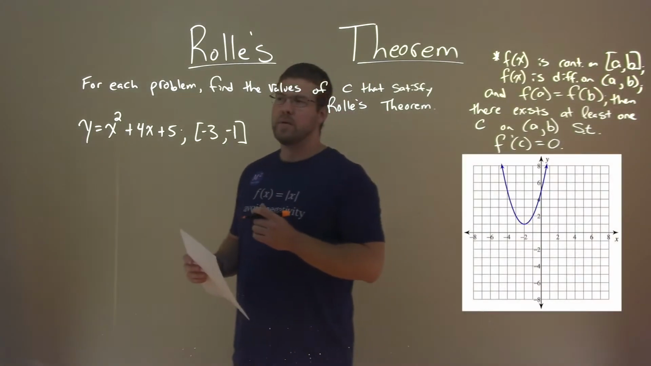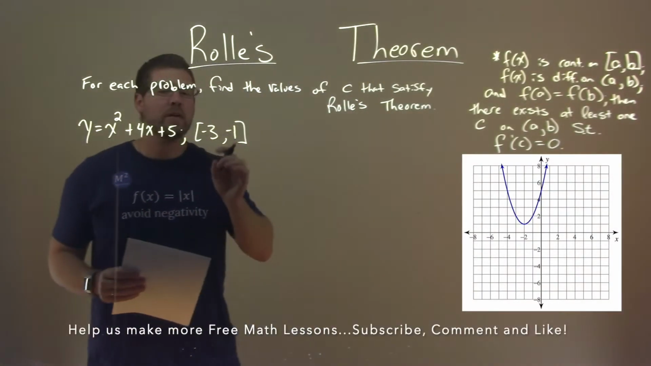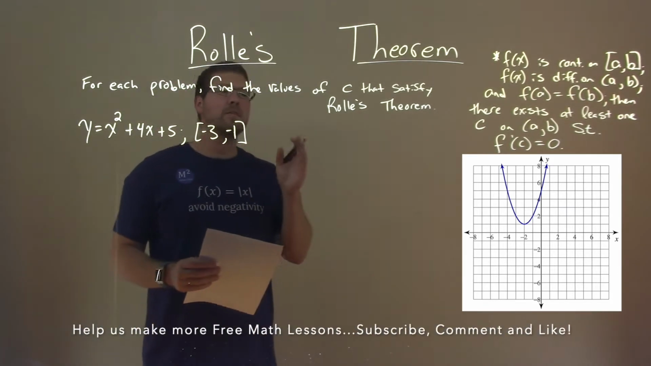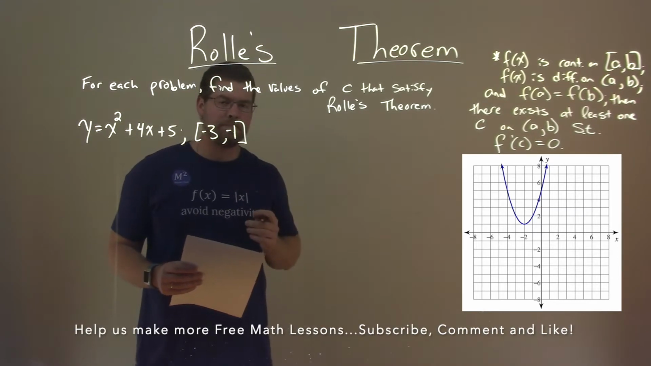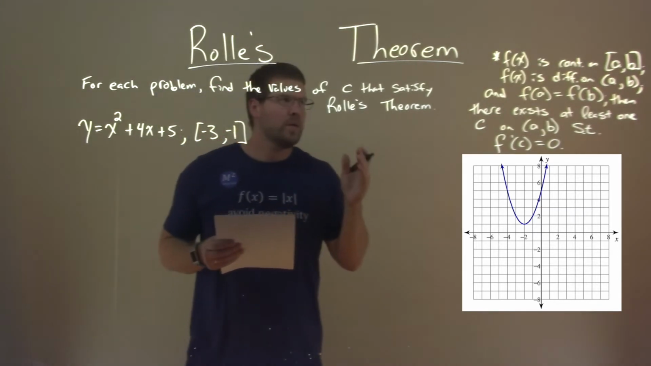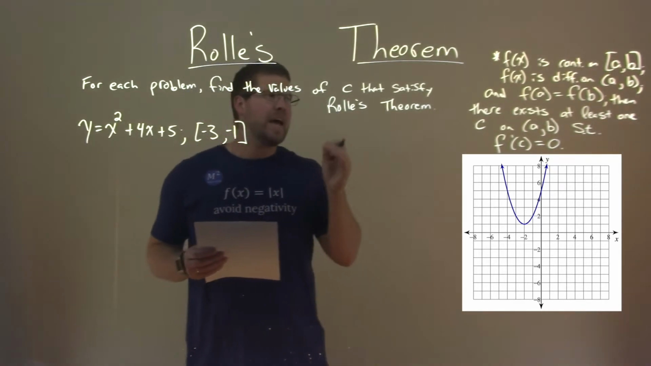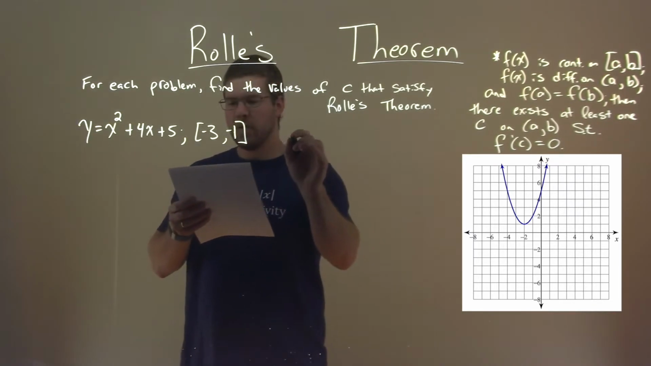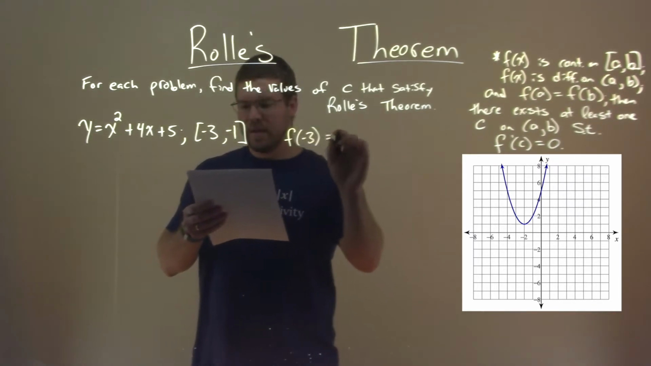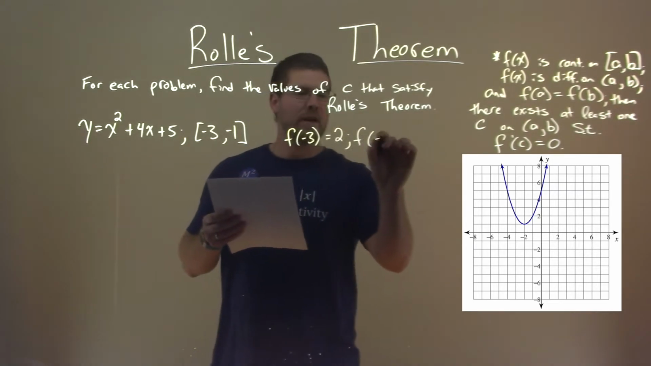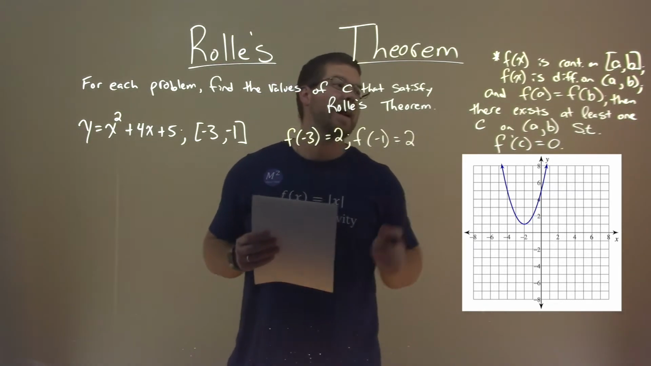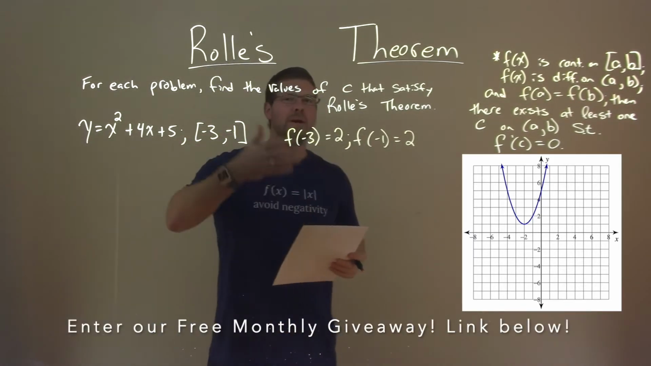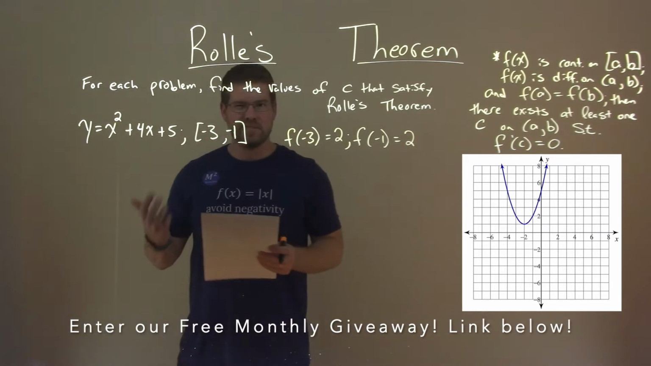We're given this problem right here, y equals x squared plus 4x plus 5 on the interval from -3 to -1, and we want to find the values of c that satisfy Rolle's theorem. This function is continuous on a to b, and it's differentiable on a to b as well. If I found this for you, f of -3 is equal to 2, and f of -1 is equal to 2 as well, when we plug those values into our function. Because we know all that, we can use Rolle's theorem here to find our value of c.